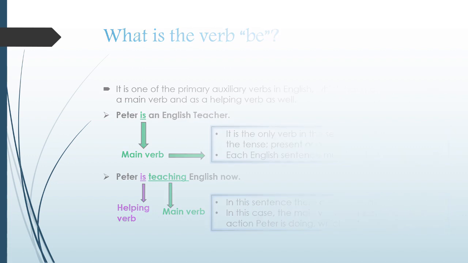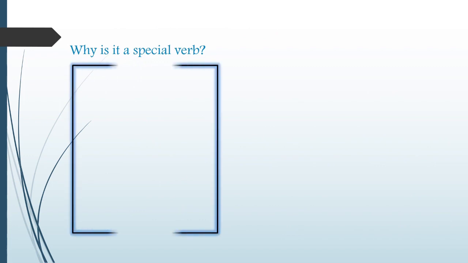Now let's move to another question about the verb be, which is why is it a special verb? As you know, the verb be has three different forms. Present, is, are, which is verb 1. Past, the past tense of is is was. The past tense of are, were. The third form, which is called past participle, been, which is verb 3.